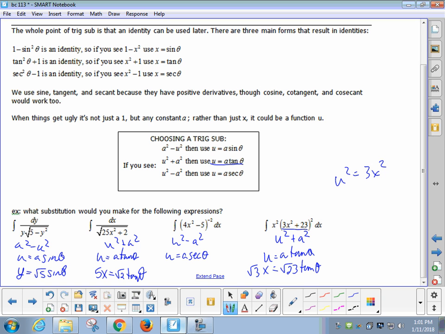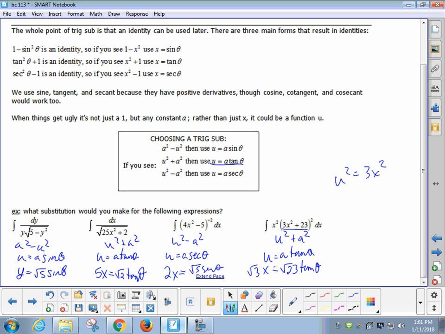The next one, sine and secant, get mixed up a lot because they both involve subtraction. It's just what's getting subtracted. When it's the function squared minus the number, it's secant. So you're going to use secant. U is 2x, and a secant theta is 5 secant theta.